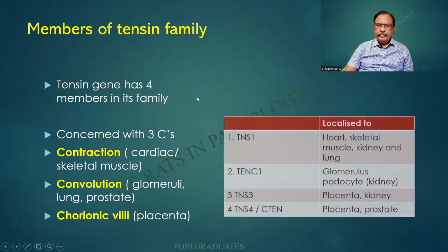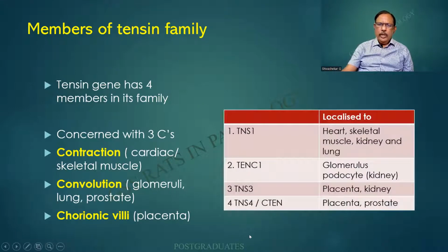And I said there are 4 members. Who are they? Very simple: 1, 2, 3, 4. So tensin 1, C1, then 3, 4, and C10. These are the things, and they are mainly localized in these areas: the heart, skeletal muscle, kidney, and lung will be for tensin 1. And tensin C1, that can be a glomerulus and the podocyte of the kidney. Tensin 3 can be in the placenta and the kidney. And 4 can be in the placenta and prostate.